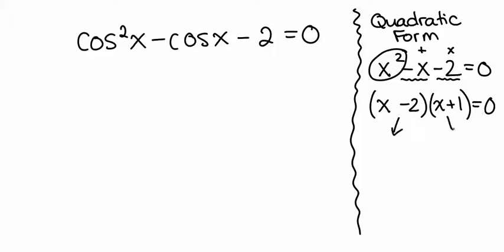And then from there, we can set each bracket equal to 0. So now we can actually solve for x. So x minus 2 equals 0. So x is equal to 2 here, and x is equal to negative 1.